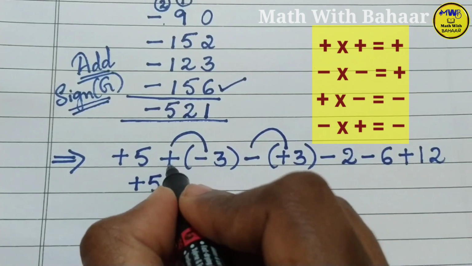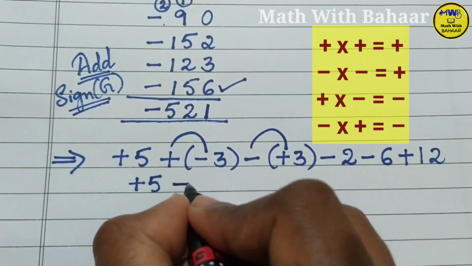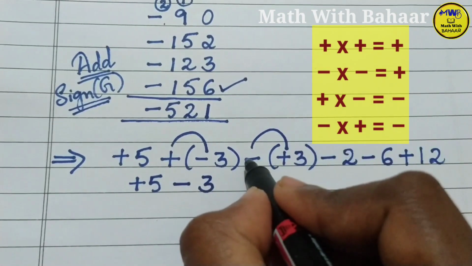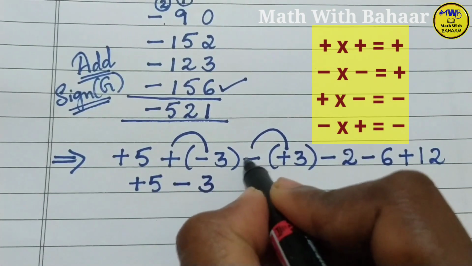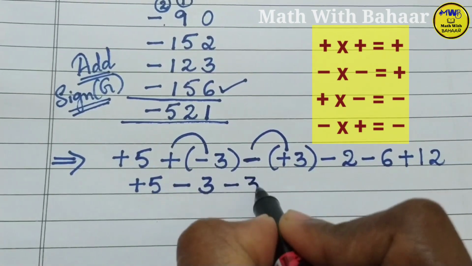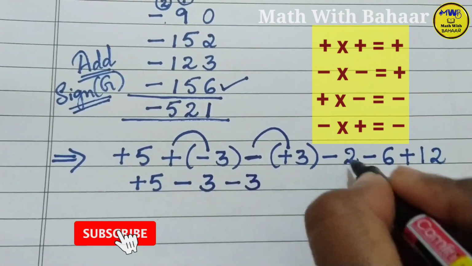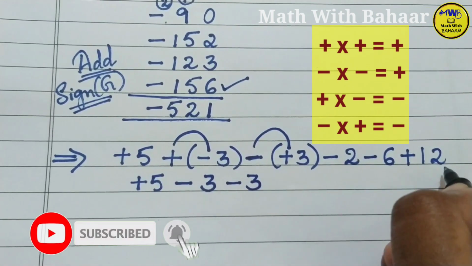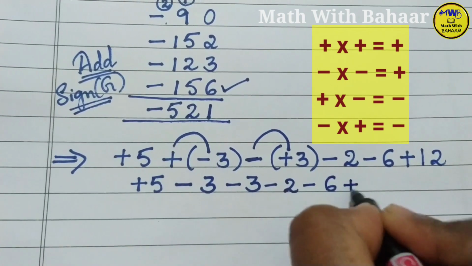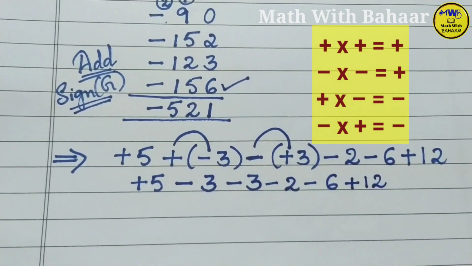Now removing the brackets for the next number. Plus into minus gives us minus, and 3 as it is. In the next one we have minus into plus. So minus into plus gives us minus. If you have different signs, the answer will be minus. So 3 as it is. Now write down all the remaining numbers as it is because they do not have any brackets. So minus 2, minus 6 and plus 12.